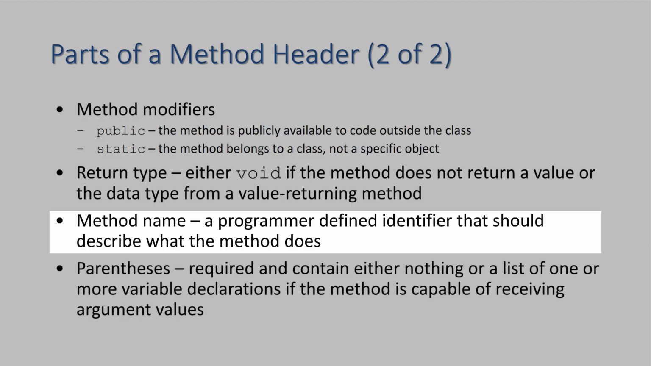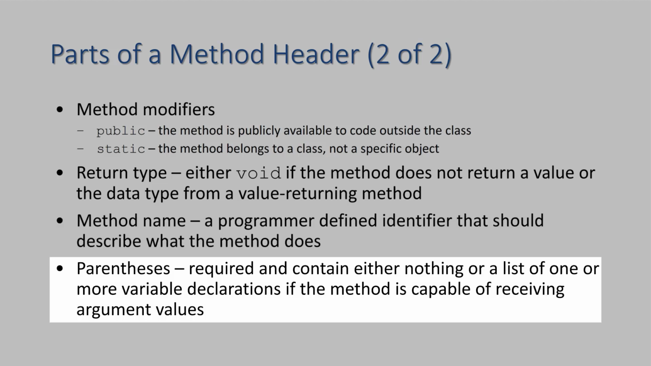A method name is a programmer-defined identifier. It is a good idea for the programmer to name the method so that it describes the task it performs. This makes the code self-documenting. Parentheses are required and either contain nothing or a list of parameters that are actually variable declarations capable of receiving argument values.